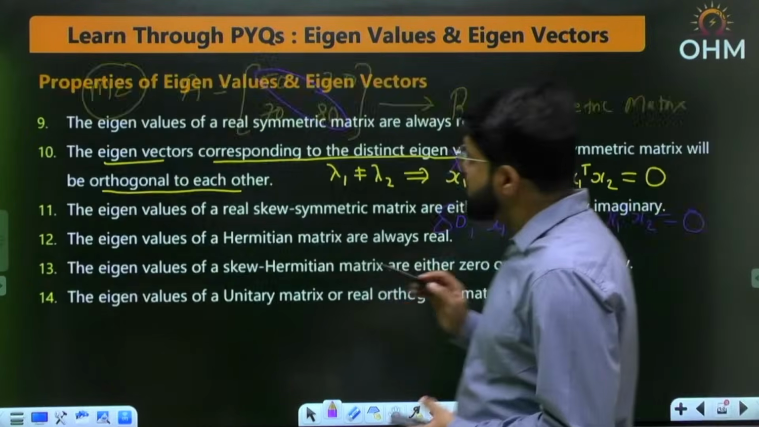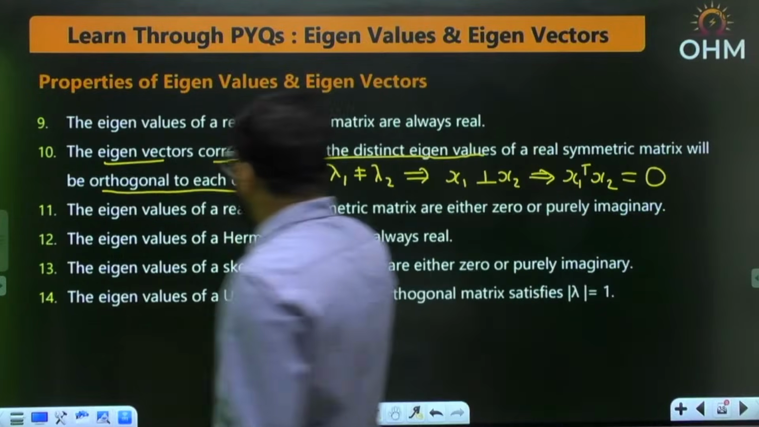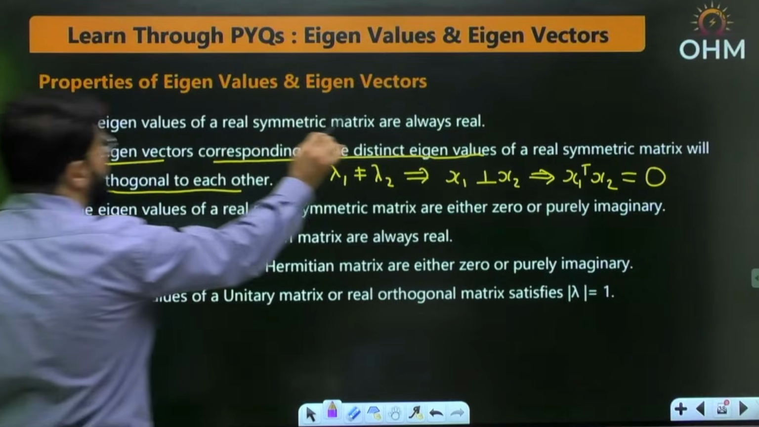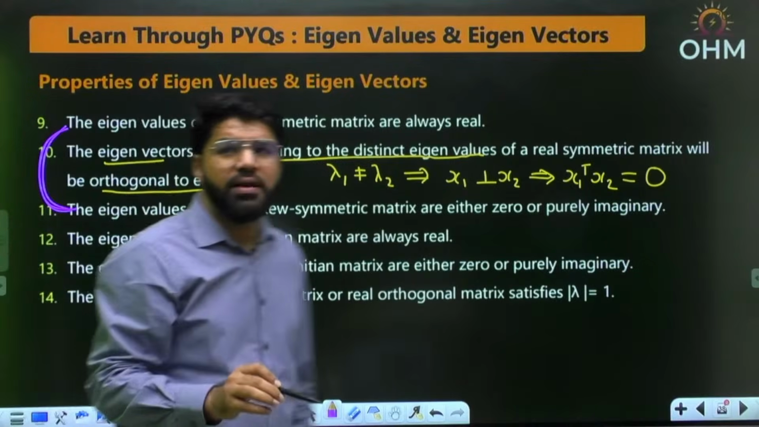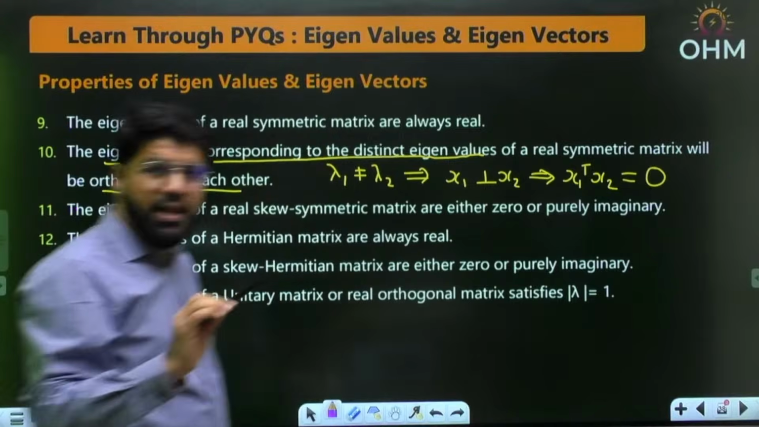And then some more properties. See, these properties are important for factual and property questions as well, especially these two, which have been asked many times directly as a property. Eigenvalues of a real symmetric matrix are always real. Eigenvalues of a real skew symmetric matrix are either 0 or pure imaginary. These two have been repeatedly discussed, directly and indirectly.